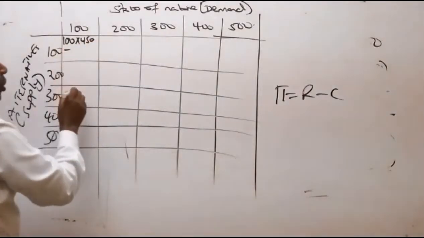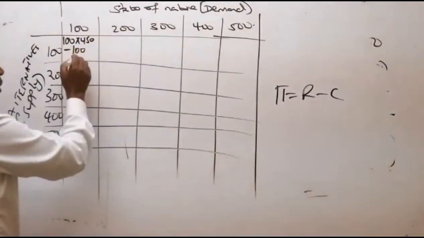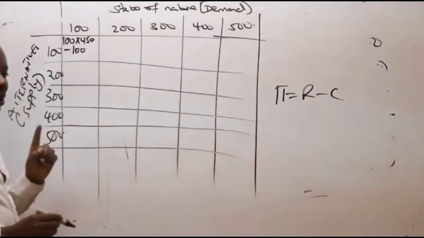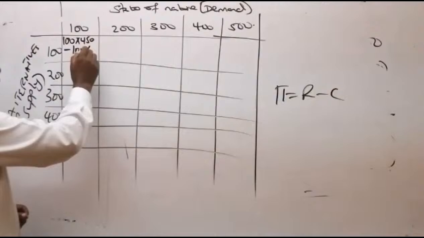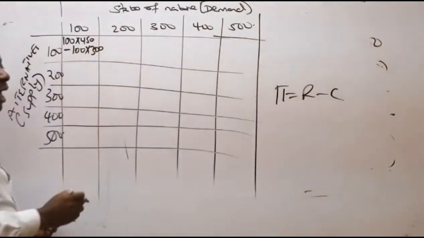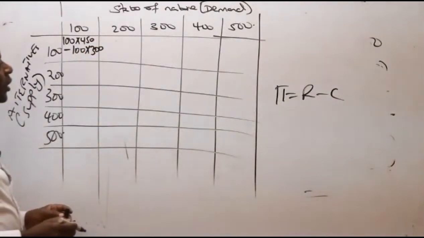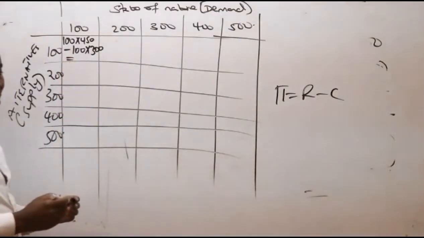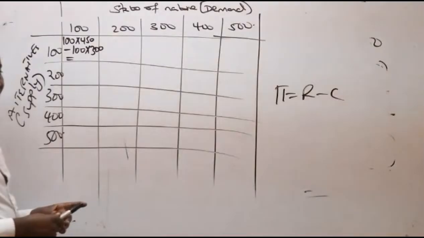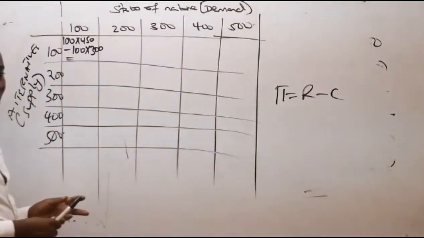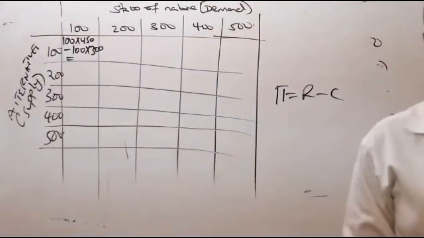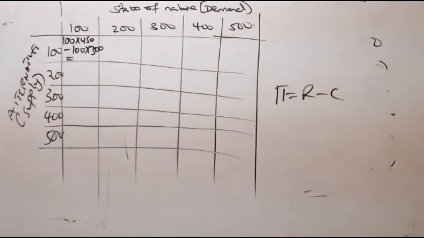How about the cost? The cost again will be on the basis of 100. But remember that each crate, if you haven't forgotten, is costing us 300. So could you kindly give me this profit, ladies and gentlemen? I hope you are able to see my board pretty well.